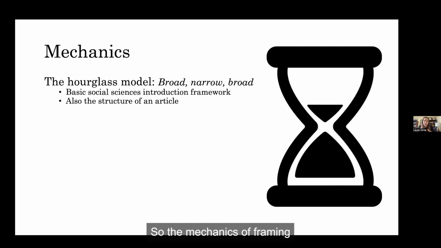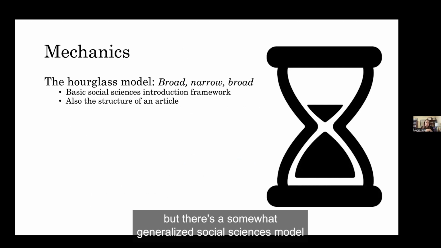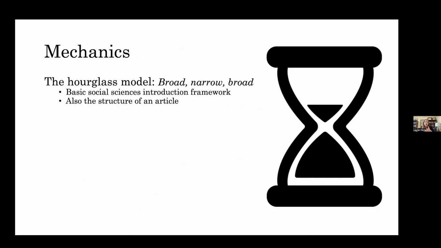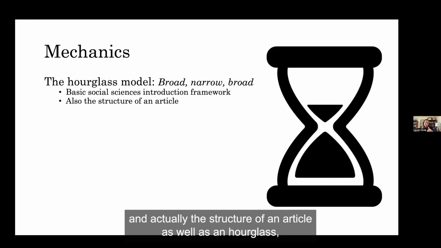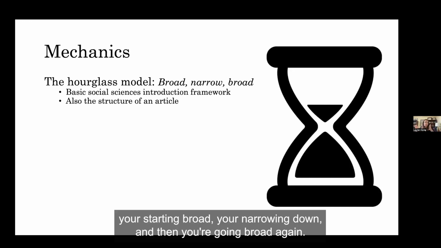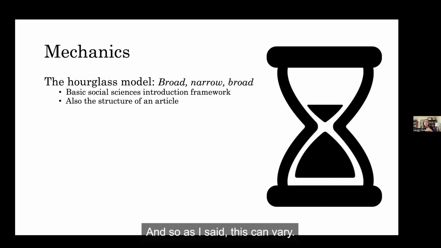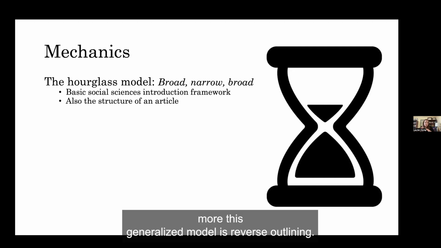The mechanics of framing can vary a lot. But there's a somewhat generalized social sciences model of having an hourglass for your introduction, and actually the structure of an article as well is an hourglass. You're starting broad, you're narrowing down, and then you're going broad again. And as I said, this can vary. So another suggestion beyond this generalized model is reverse outlining.